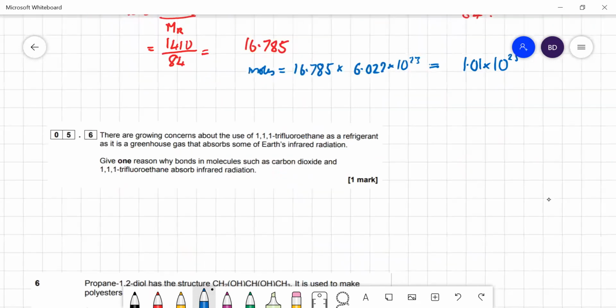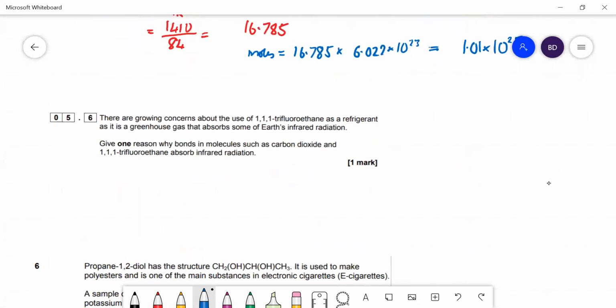Concerns about use as a refrigerant, as it is a greenhouse gas that absorbs some of the Earth's infrared. Suggest one reason why bonds in molecules such as CO2 and trifluoroethane absorb infrared, where you need to say here that they are polar covalent bonds. Polar bonds absorb infrared. That's why oxygen and nitrogen in the atmosphere don't absorb infrared, because of course they're not polar bonds. They've both got the same electronegativity. So I think you've got to make sure that you say it's the polar bond, not a polar molecule, but a polar bond that's absorbing the radiation.